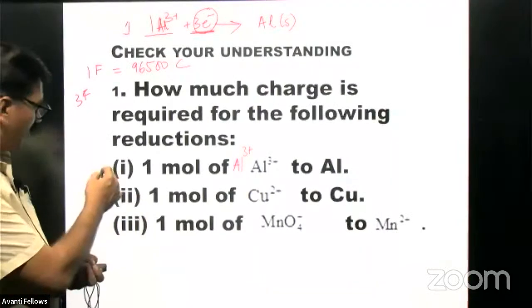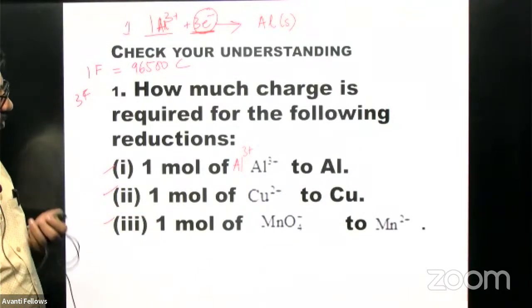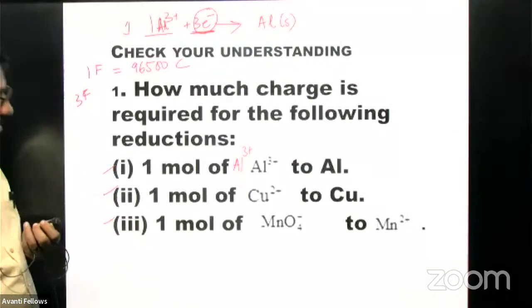It is not the optional one. All the 3 are descriptive, and we have to find out all the 3. Copper 2 plus ion to copper: 2 Faraday and 5 Faraday.